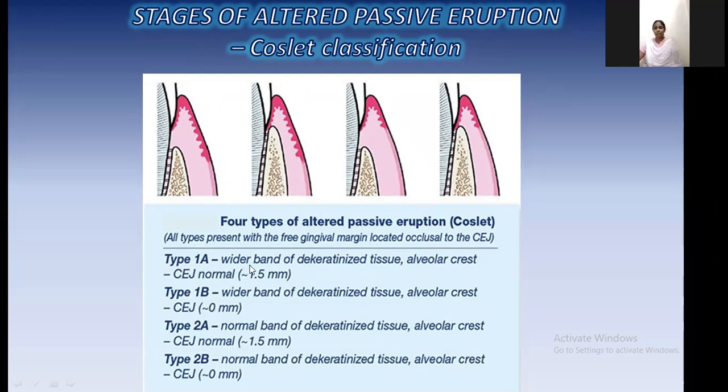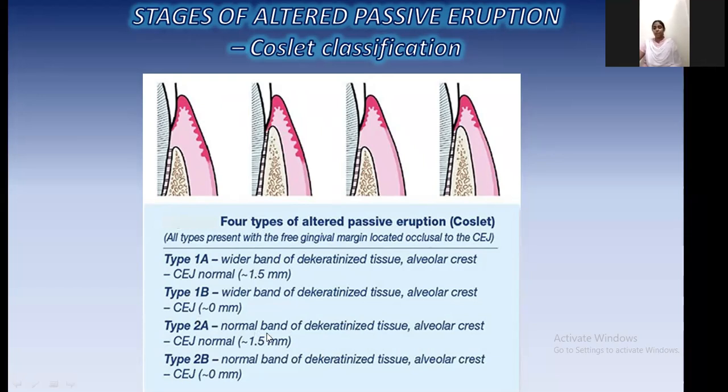Type 1A, wider band of dekeratinized tissue at the alveolar crest, and the cemento-enamel junction is normal. It is equal to 1.5 mm. First image, wider band of dekeratinized tissue, and the alveolar crest to CEJ is normal. That is equal to 1.5 mm. Type 1B, second image, wider band of dekeratinized tissue, and the alveolar crest to the CEJ is more or less equal to 0 mm. See the gap, more or less equal to 0 mm.